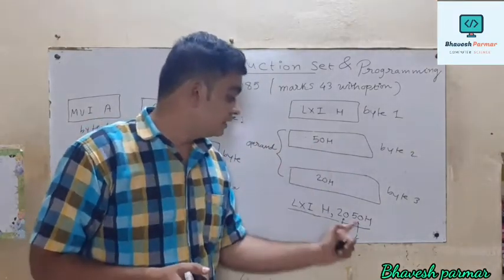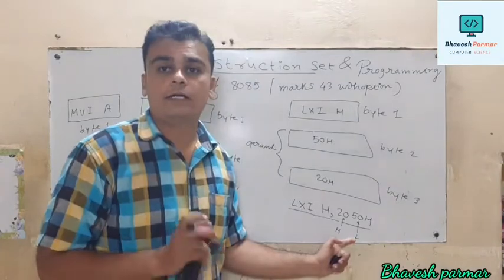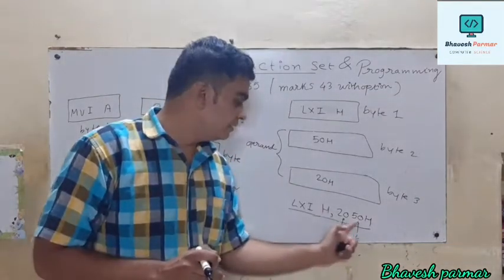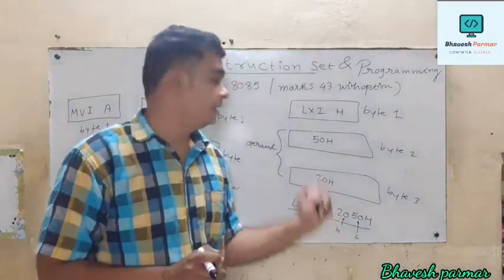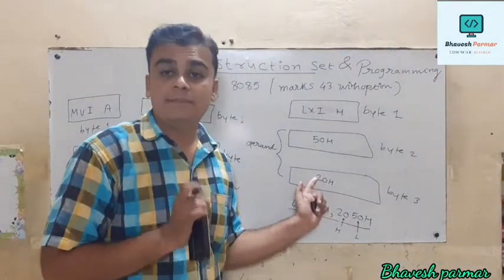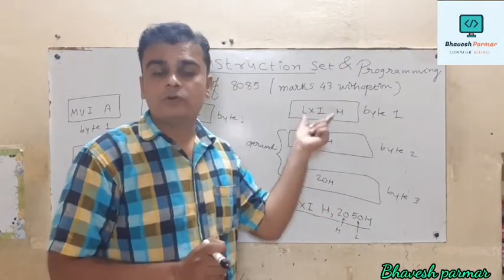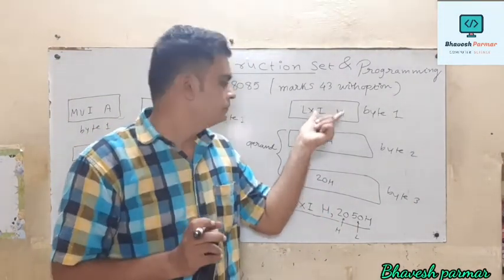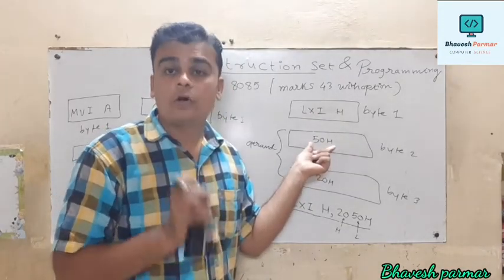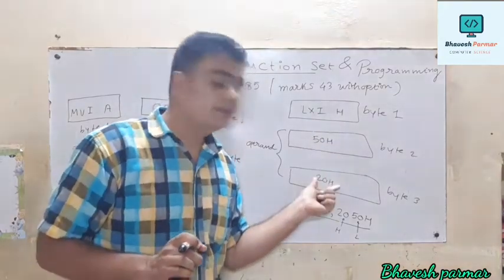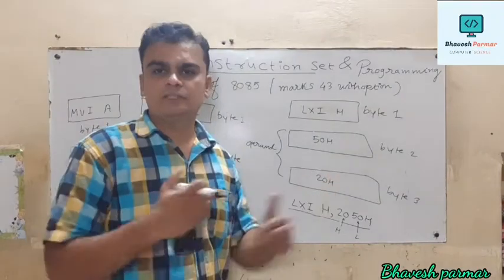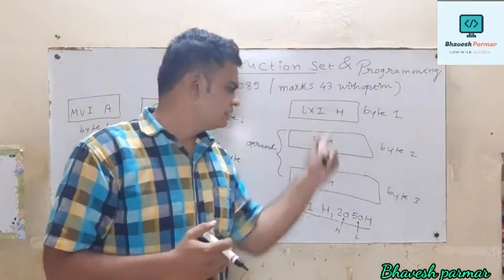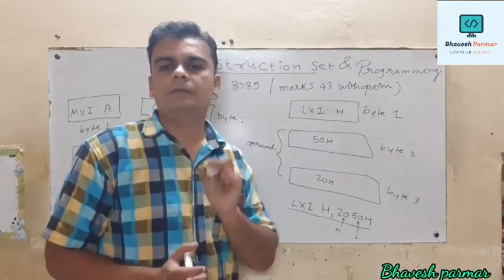So this 50 is my lower order data, and this 20 is my higher order data, or we can say MSB data. How is it stored? First it stores the opcode, then the lower order 8-bit data, and then the higher order 8-bit data. So there is a twist, and we have to keep this simple change in mind.